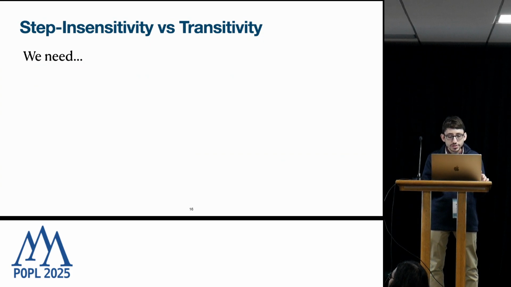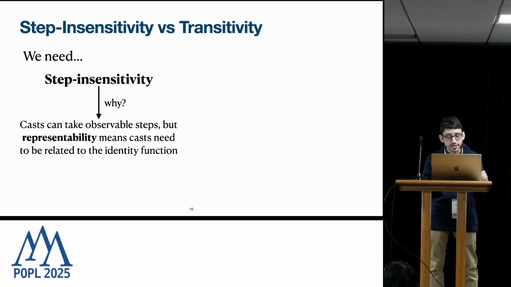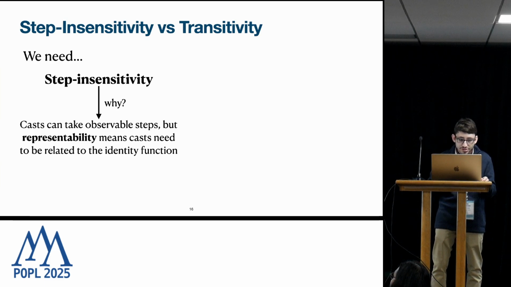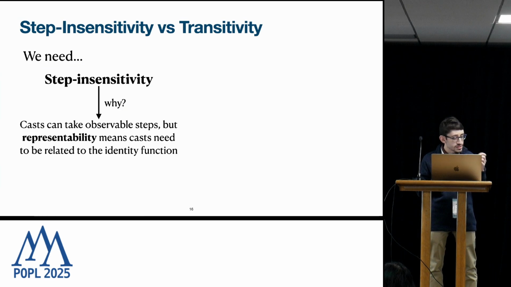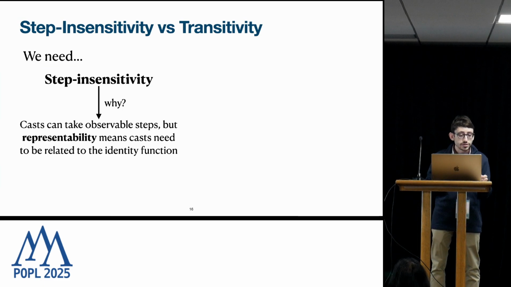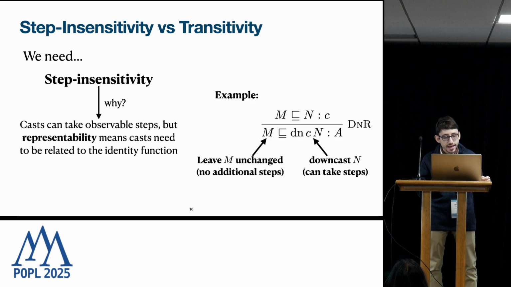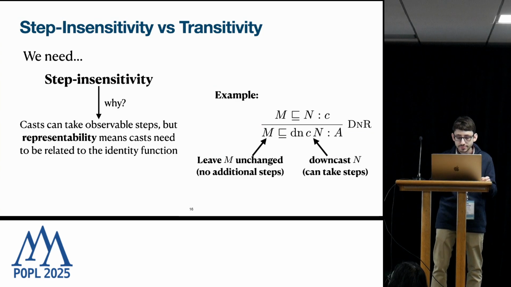So there's this tension between step insensitivity on the one hand and transitivity on the other, which are both needed properties in our semantics. So we say that a relation is step insensitive if it's oblivious to the steps taken by terms. So we want our relations to have this property because on the one hand, casts can take steps, but on the other hand, representability says that casts have to be related to the identity, but the identity doesn't step, right? So like in this rule here, M on the bottom here is unchanged. There are no steps added, but on the right we downcast, which potentially takes steps.